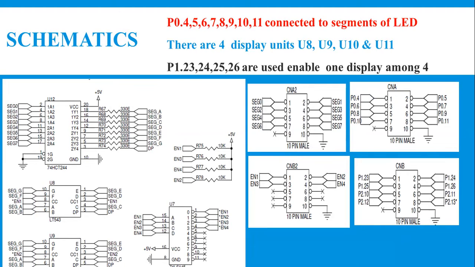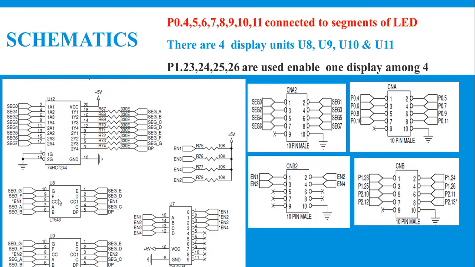In the perspective of the lab, let us look into the schematic. In the kit there are 4 7 segment displays available. They are named U8, U9, U10 and U11, which is not shown in this slide. Let us consider U8. In U8, there are 8 LEDs, that means 8 segments including the dot point: segment A, B, C, D, E, F, G and the dot point.